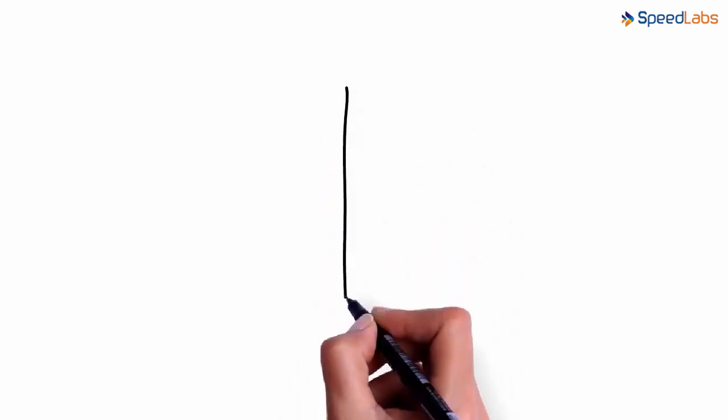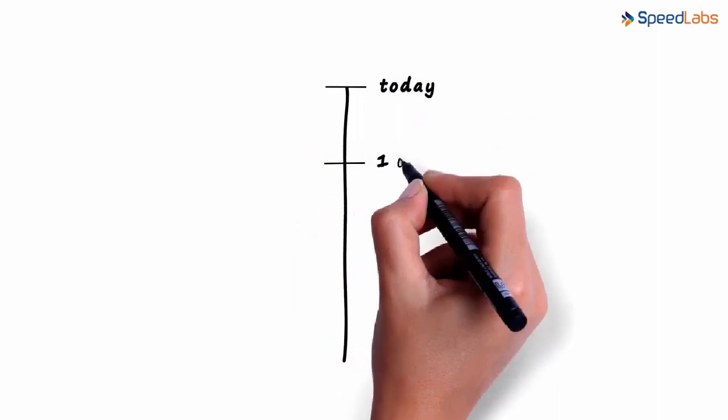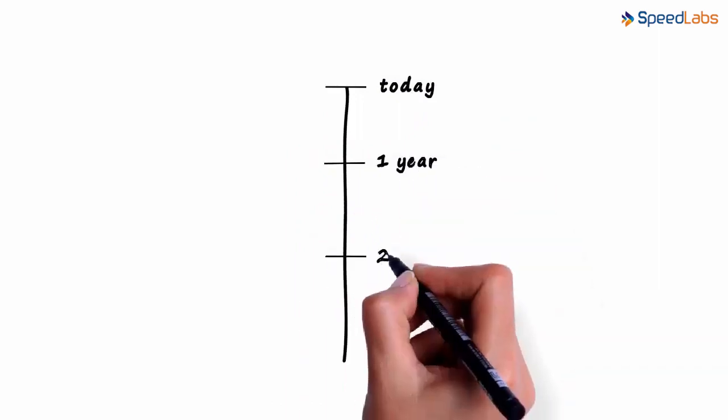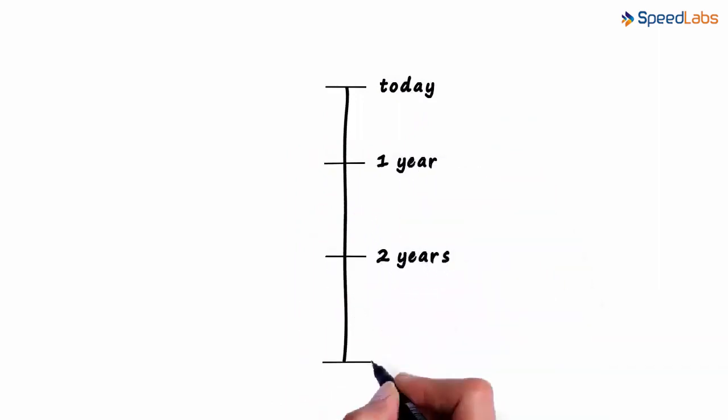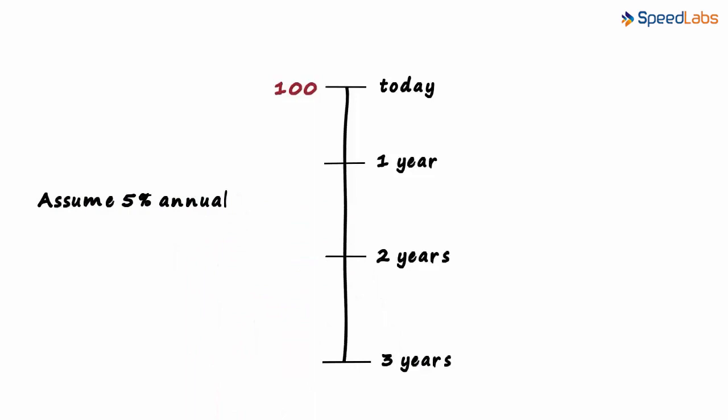Let us draw a vertical timeline. This is today. This is 1 year later. This is 2 years later. And this is 3 years later. Assume you have a principal of 100 rupees invested today. And also assume the bank gives you a 5% rate of interest annually.